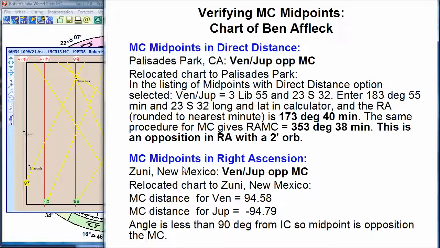And I noticed this Venus-Jupiter is interesting. In the previous video, I showed that Venus-Jupiter in Ben Affleck's chart, the Venus-Jupiter midpoint is opposite the midheaven, almost exactly where his home is in Palisades Park. I thought I would show you where it is if I don't do it direct distance. If we don't do it direct distance, it's way out in Zuni, New Mexico. Very, very different place. So the Venus-Jupiter opposite the midheaven for Ben Affleck is in Zuni, New Mexico when done in right ascension. And I'll show you how to confirm that.